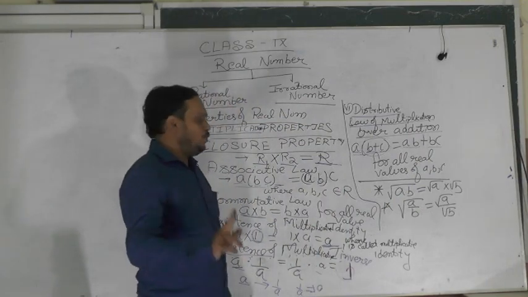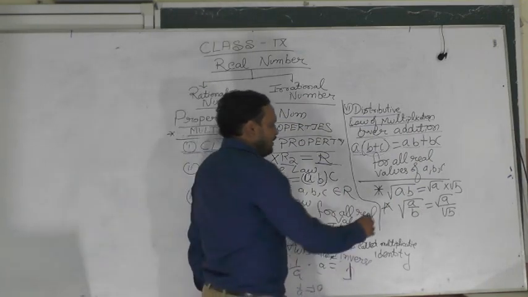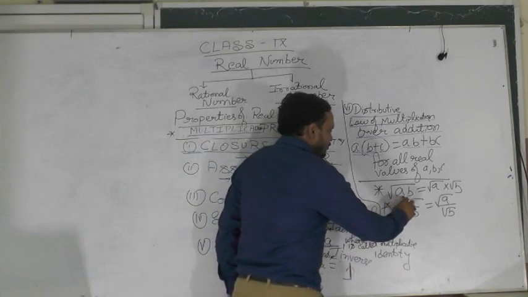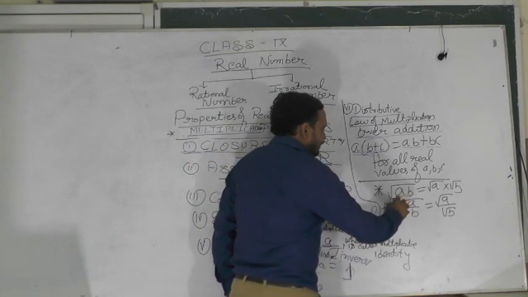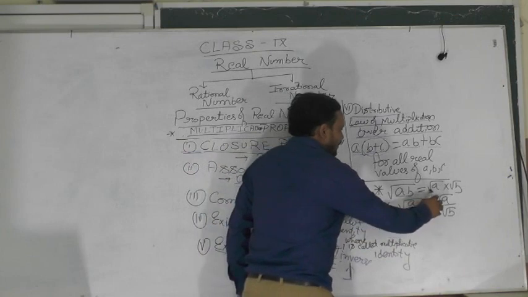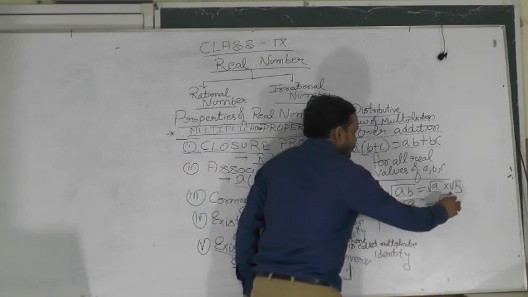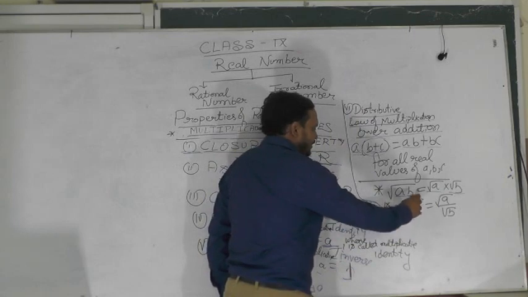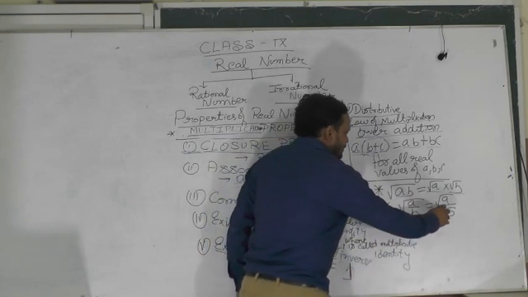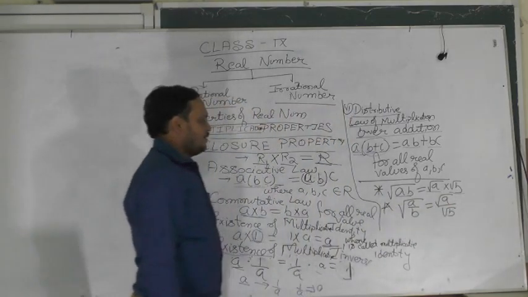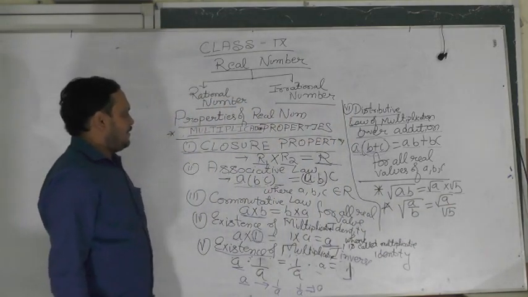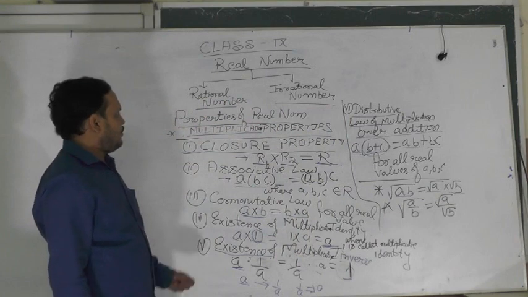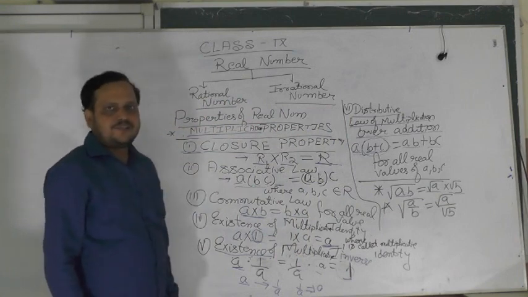Now there are two more properties. If we multiply A and B and take the square root, it will be separated, also written as root A into root B. In a similar way, if two real numbers are divided and we take the square root, it can also be separated as root A by root B. Now we will discuss two or three questions on the basis of these properties in this chapter.